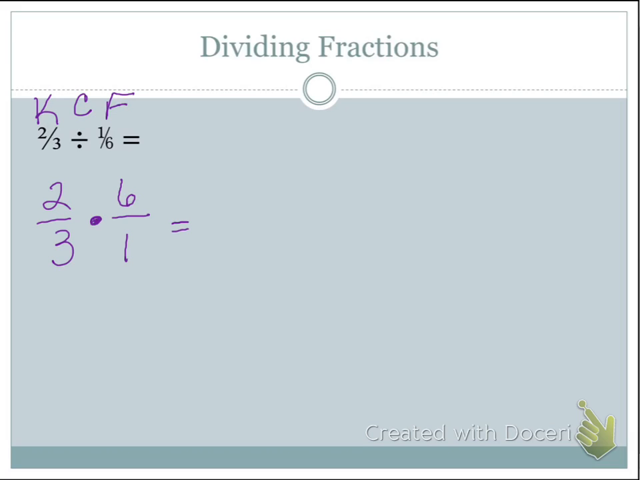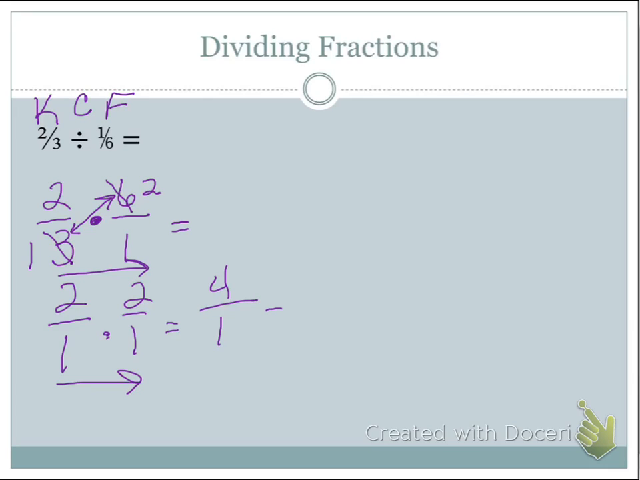Let's see, let me look for some cross-canceling. I have some right here. 3 and 6 can both be divided by 3. So the 3 divided by 3 is 1. 6 divided by 3 is 2. So now I have 2/1 times 2/1. Multiply across, just like we did yesterday. 2 times 2 is 4. 1 times 1 is 1, and 4/1 simplifies to 4. So 2/3 divided by 1/6 is 4.